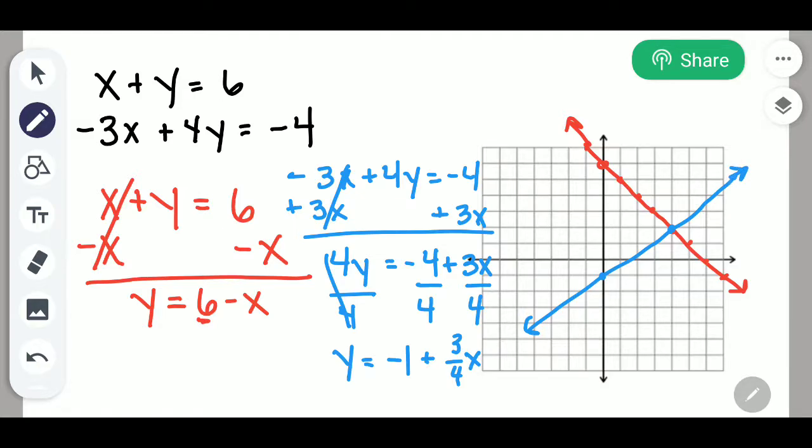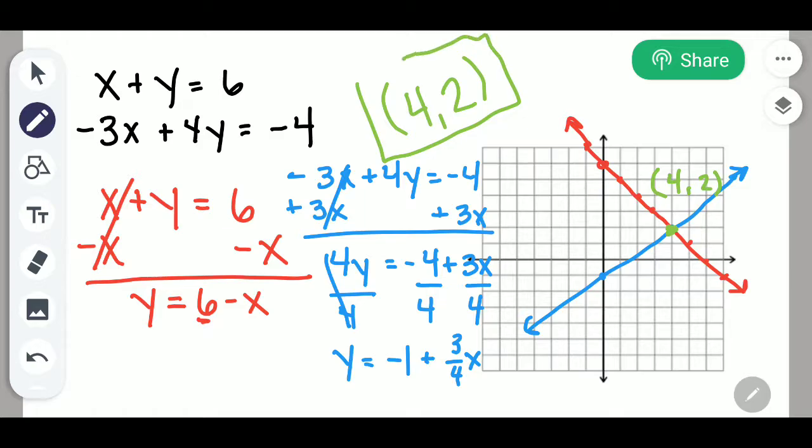Okay, so again, where they cross is our solution, which is at 1, 2, 3, 4, 1, 2. So 4, 2. So our solution to this one is 4, 2.